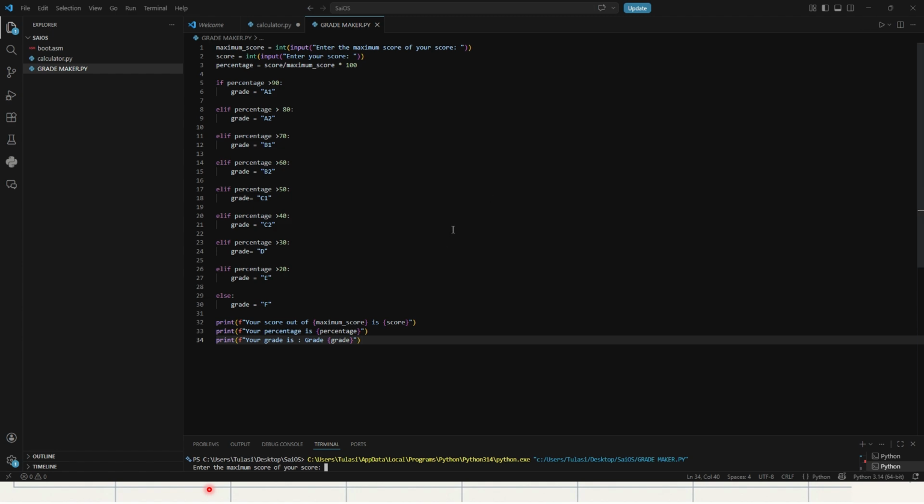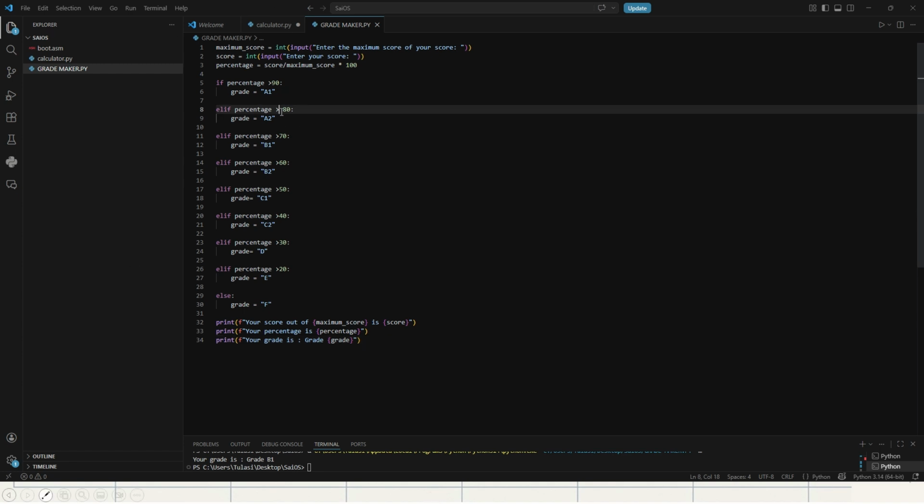Enter the maximum score. I got 100. My score is 100 out of 100. Your grade is A1, but if my score is 80, I got B1. See? Because why? I think you have understood, right?